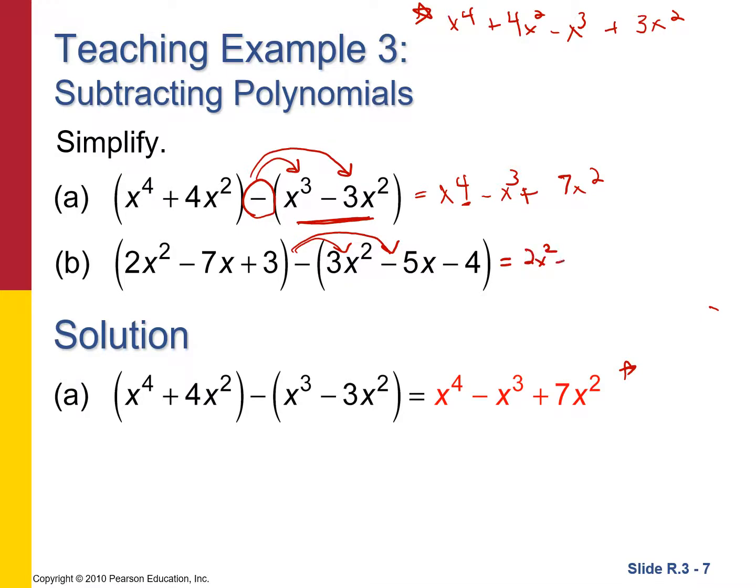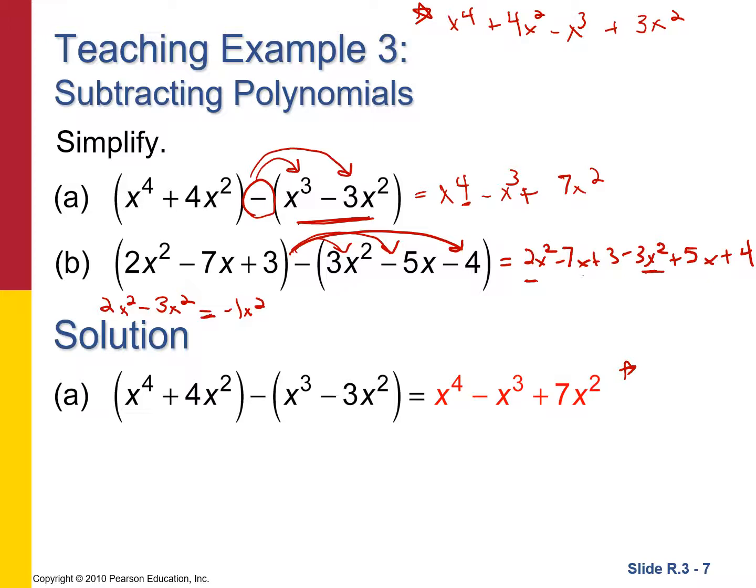2x squared minus 7x plus 3 minus 3x squared plus 5x, and then minus a minus 4. This becomes plus 4. All right, so let's combine like terms. There's a 2x squared and a minus 3x squared. So let's start over here. 2x squared minus 3x squared. 2 minus 3 is a minus 1x squared. Okay, that's our biggest term, okay?